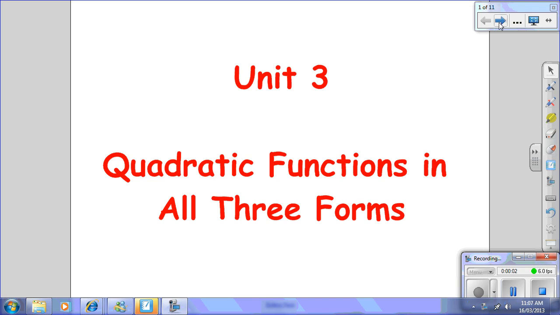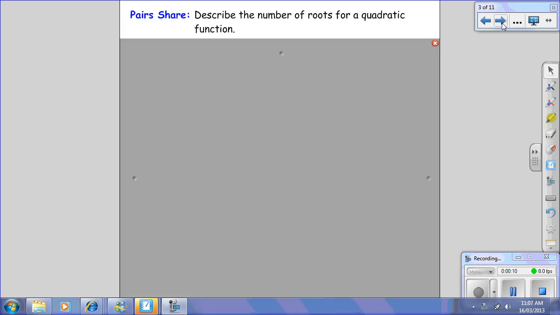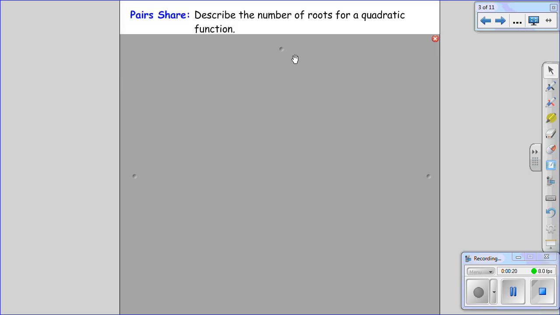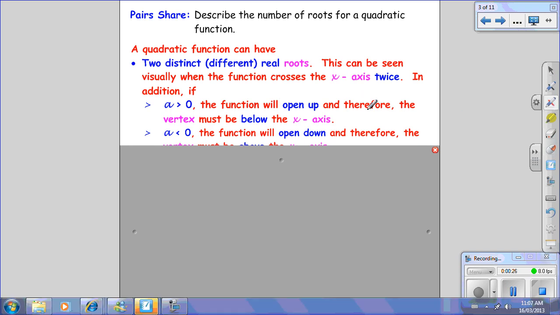Quadratic functions in all three forms: vertex form, standard form, and factored form. What we're going to look at today is what's referred to as the nature of the roots. If we think about the number of roots a quadratic function has, it could have two roots that are distinct, or different. So if I think about a quadratic function that opens up and the vertex is below the x-axis, so it's crossing over, that would give me an indication of that.